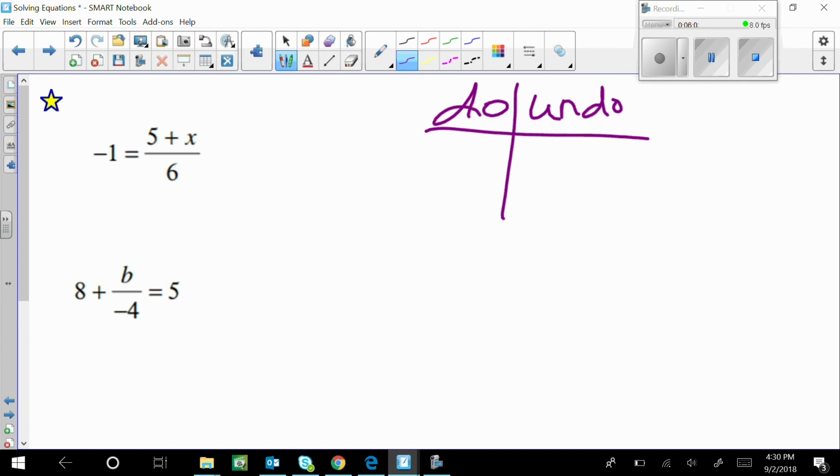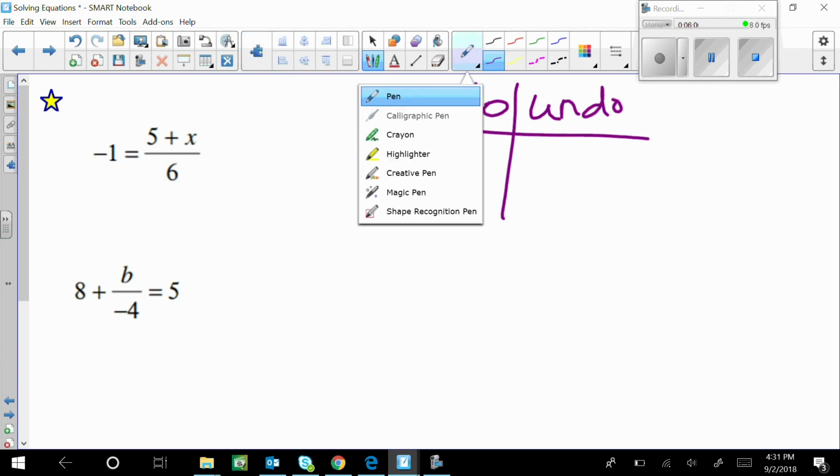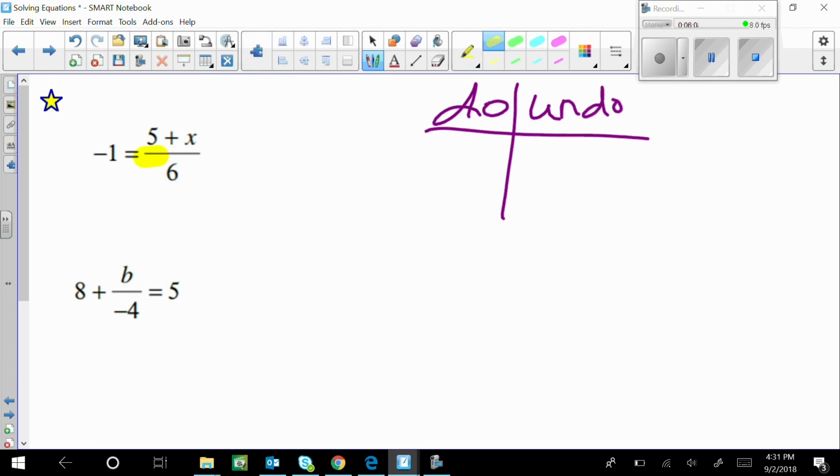Now, you would notice that all of this line right here, my division line, is under everything on the right side of the equal sign. That is essentially saying it's in parentheses. All of that is being divided by 6. So if all of that is being divided by 6 and it's in parentheses, that means that's what we have to do first, because remember, the grouping symbols are first.